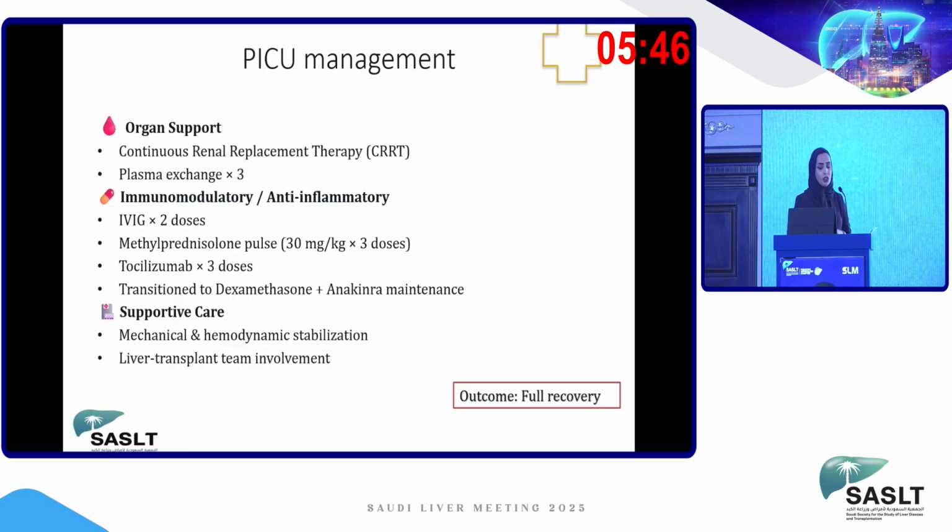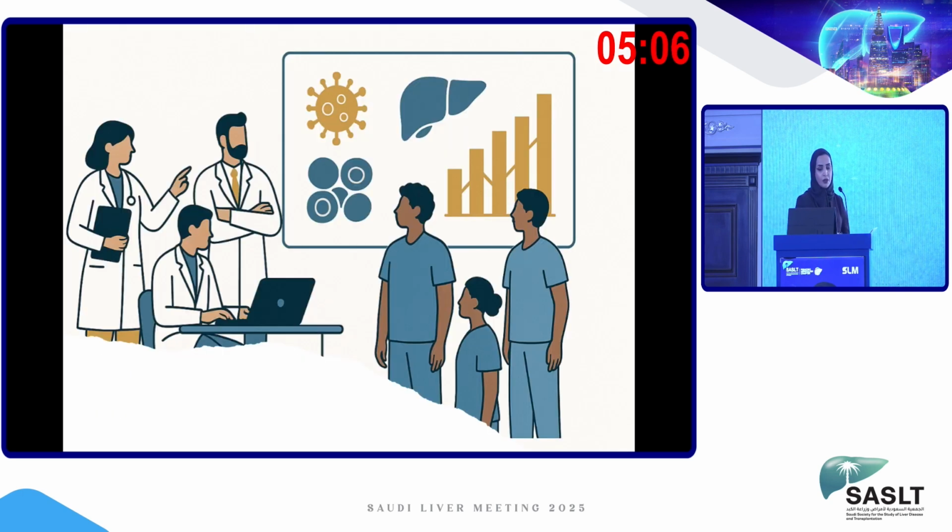When this patient arrived to BICU, we started her on CRRT as she was encephalopathic. She had 3 sessions of plasma exchange as she was severely ill, the idea being to wash out cytokines and to minimize the risk of bleeding, using FFP as the mainstay of volume exchange. She received 2 doses of IVIG, methylprednisolone 30 milligram per kg for 3 doses, and then also tocilizumab, which is an interleukin-6 inhibitor. Then she was transitioned to dexamethasone and anakinra as maintenance. Luckily, despite being really sick, she had a full recovery, and she's doing perfectly well.